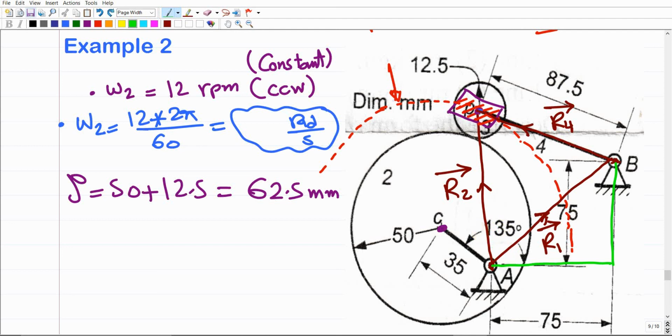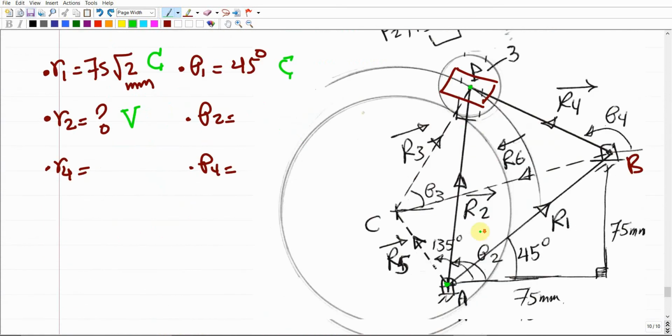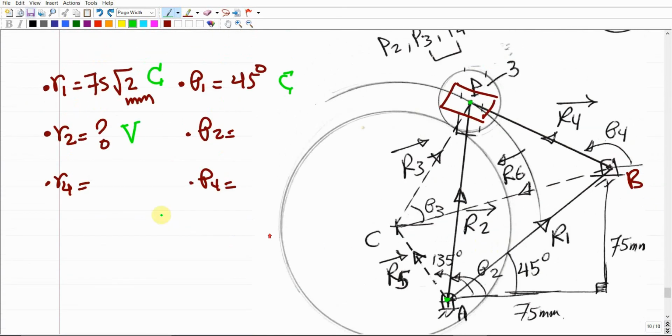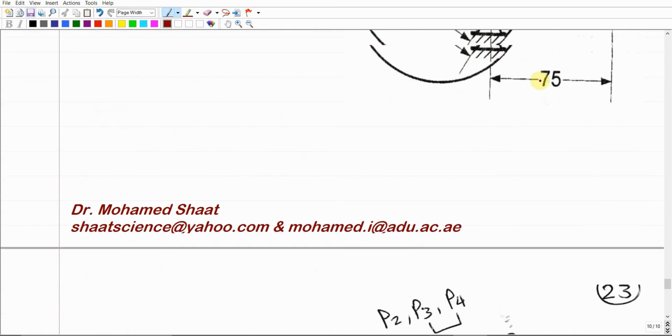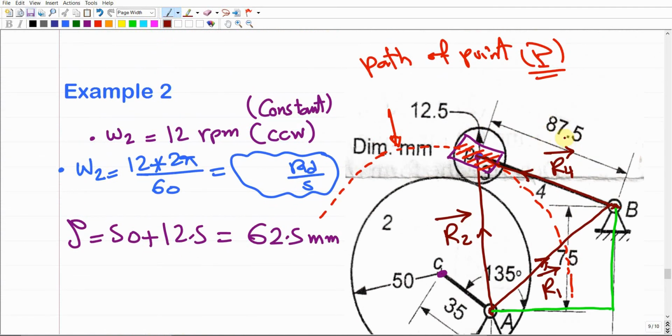But initially, even if you decided that you have no clue how much theta 2 is, let us assume that theta 2 is unknown. So this is going to be the second unknown for this problem, right? And theta 2 definitely is going to be variable. Then how about R2? R2 should be the distance between point P and B, which is already given up there by the 87.5 millimeter, which is this distance.